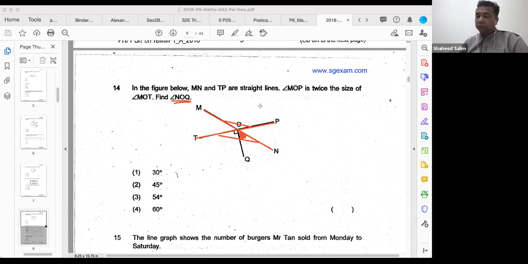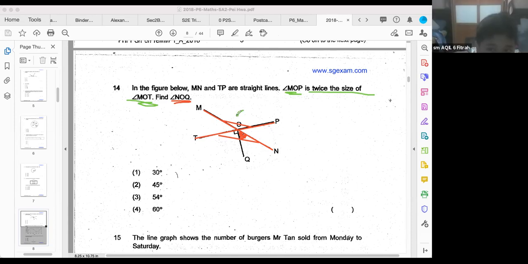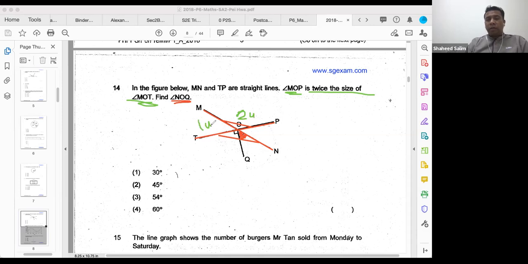Let's see. According to answer key, Akil, your answer is not correct. Okay, we look at here now. Down here, they tell you this. You must read this part. If you don't read this part, you won't know how to do. MOP is twice the size of MOT. This angle is 2 units. This one 1 unit. That's what they're saying.